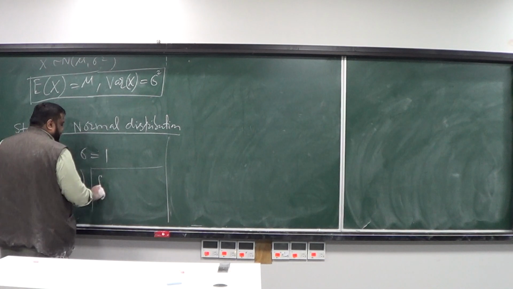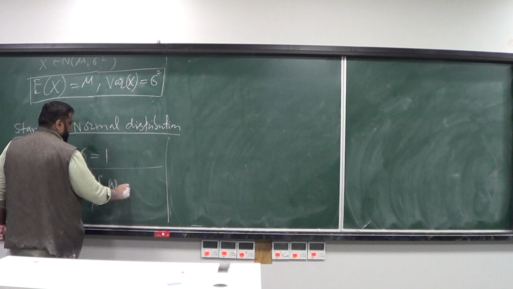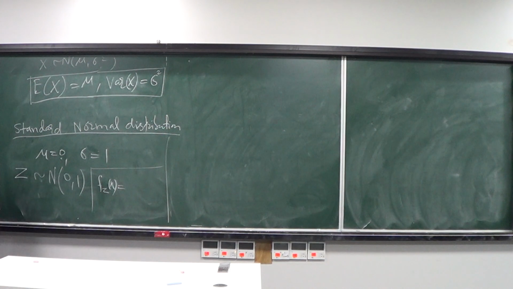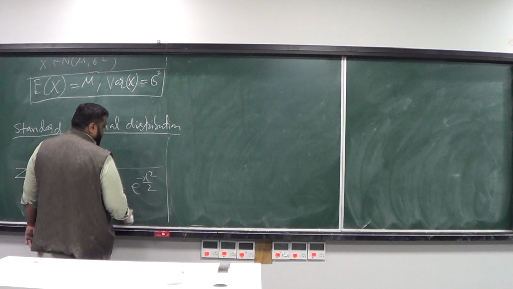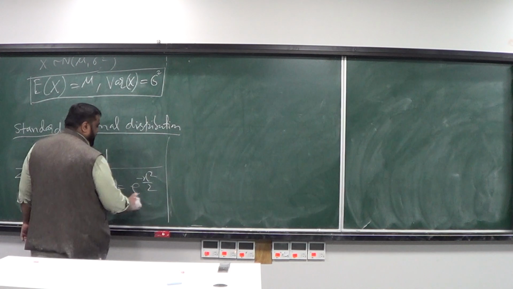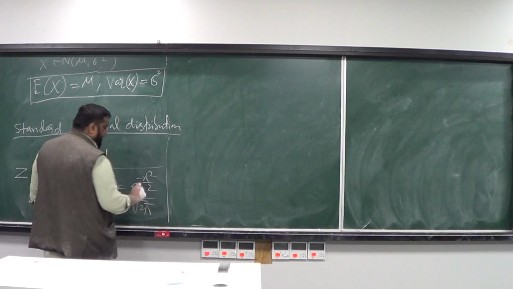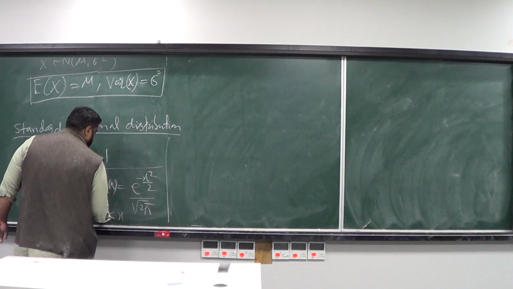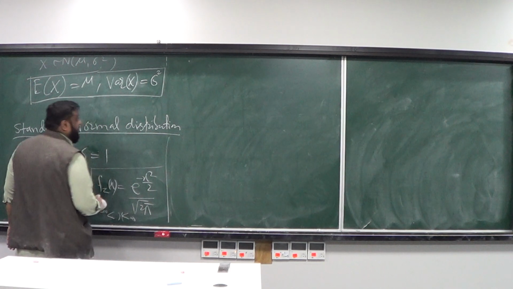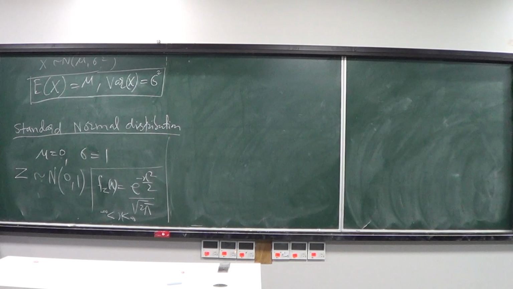So what is the PDF of Z? In your formula for the normal distribution, substitute mu equal to 0 and sigma equal to 1. So you're going to get e to the minus x squared by 2, because mu is 0 and sigma is 1, divided by the square root of 2 pi. Obviously, x can be anything between minus infinity and infinity. This is what the standard normal distribution is.